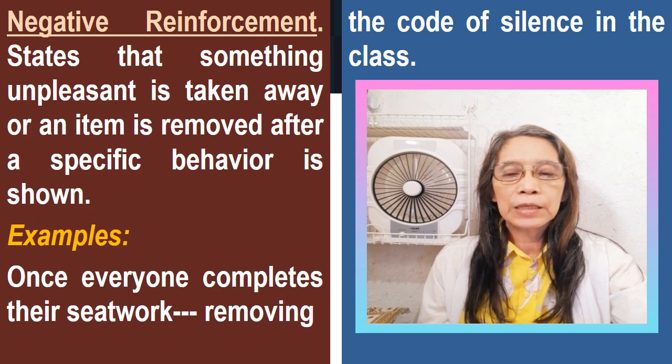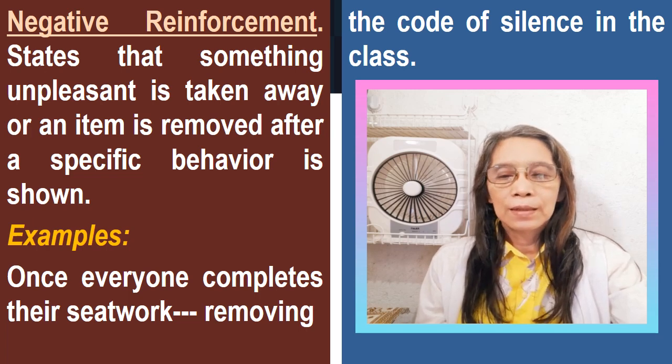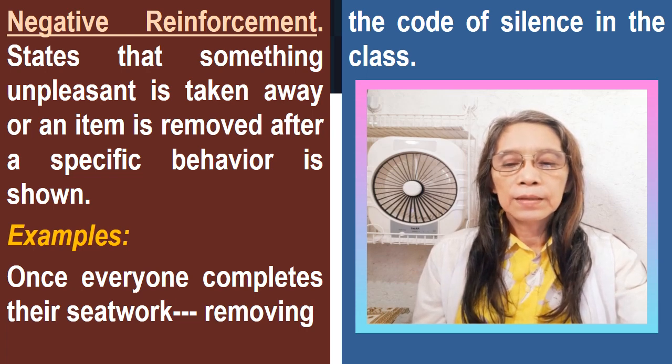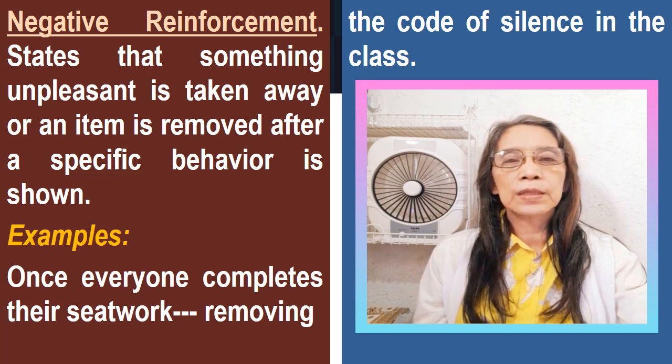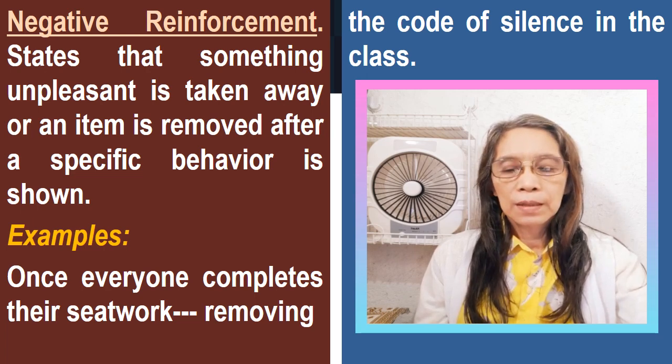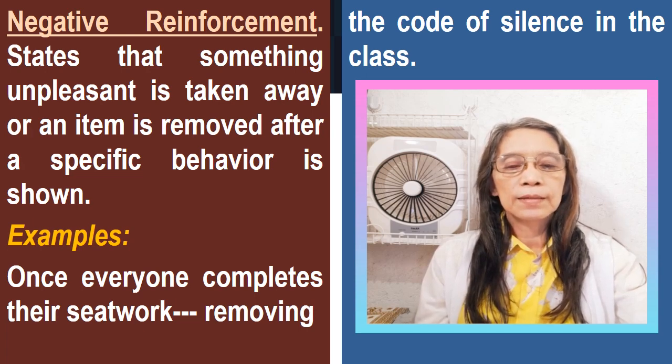Next is negative reinforcement. It states that something unpleasant is taken away or an item is removed after a specific behavior is shown. Example: once everyone completes their seat work, removing the code of silence in the class is an example of negative reinforcement.